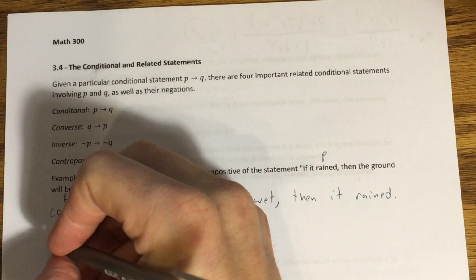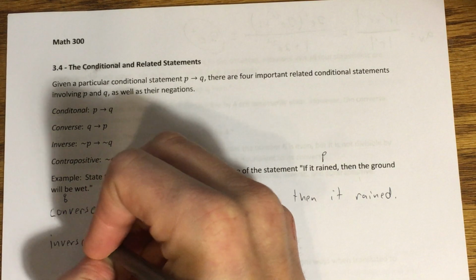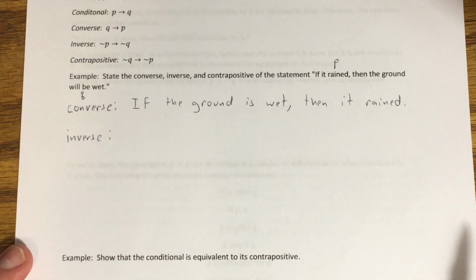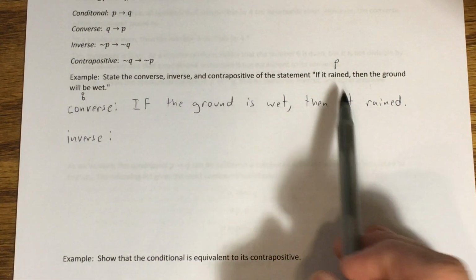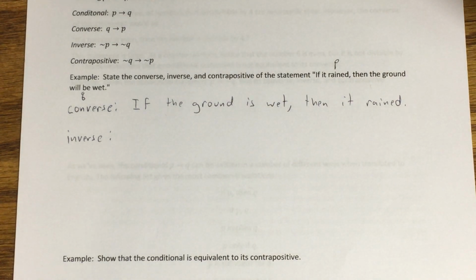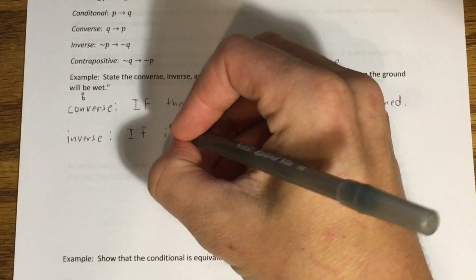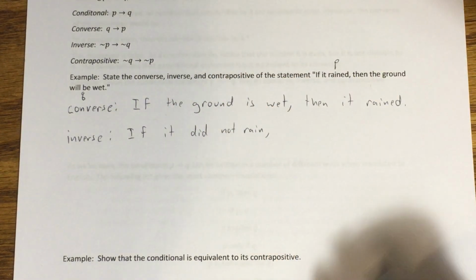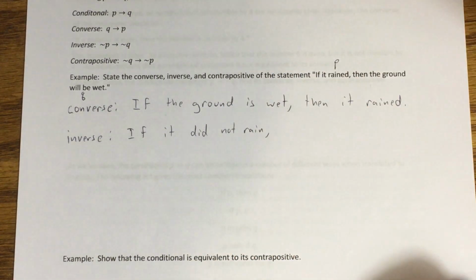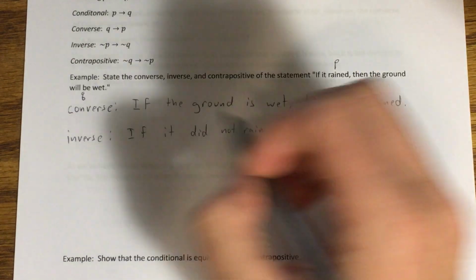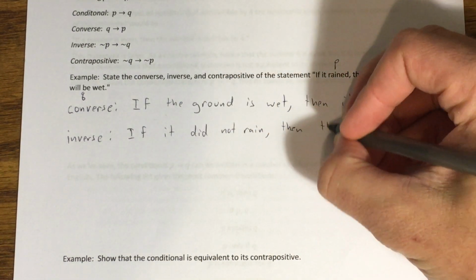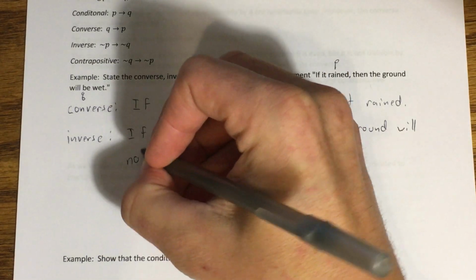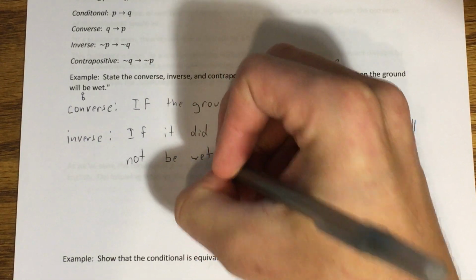Okay, let's do the inverse next. So the inverse does not trade the places of the antecedent and the consequent, but it does take their negations. So the original statement said, if it rained. The negation of that would be, if it did not rain. Okay, then the ground will not be wet. We need the negation of then the ground will be wet. So then the ground will not be wet. Okay?